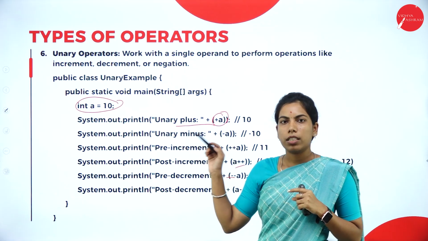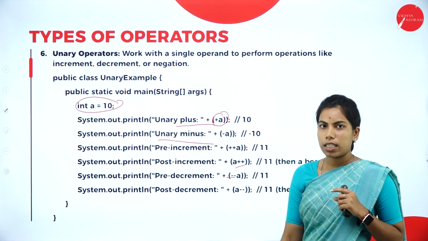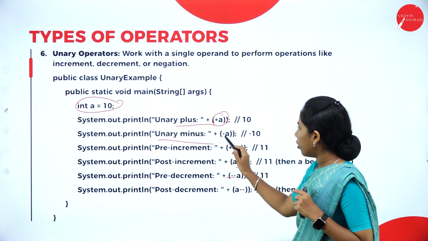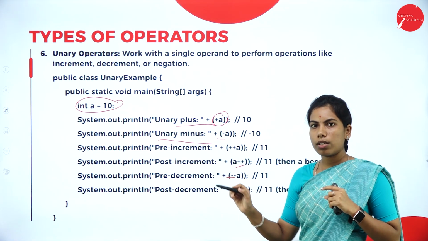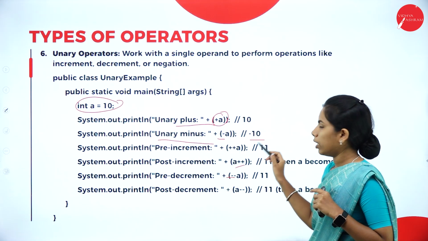No need to mention two variables here. And also unary minus means minus a is equal to, why? Because as I already told, minus is used here. So plus will be converted into minus. So that's why minus a is equal to minus 10.